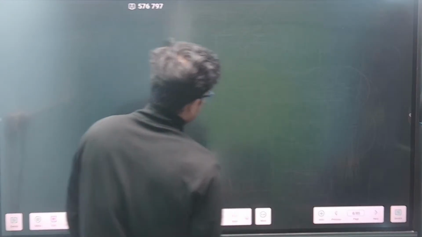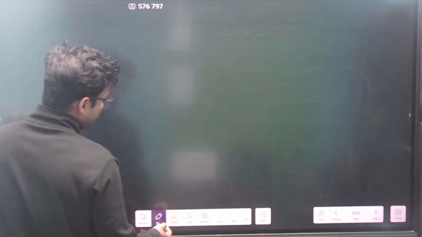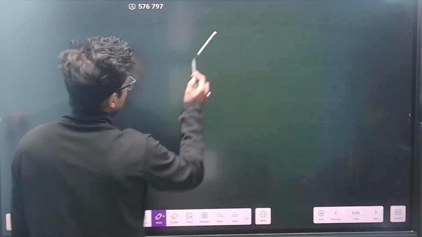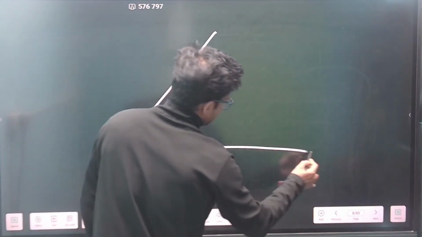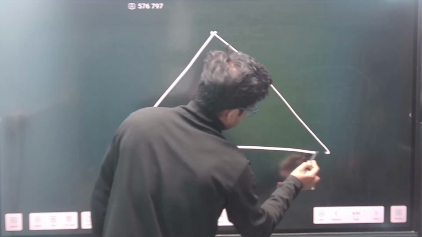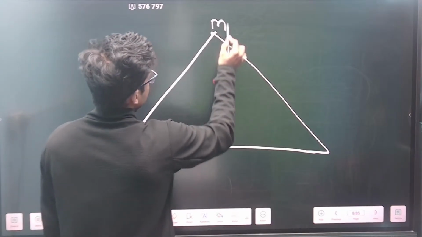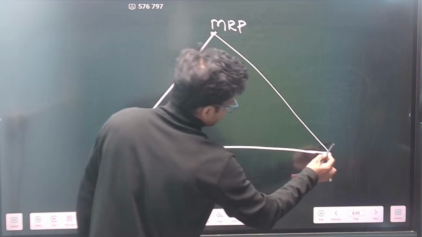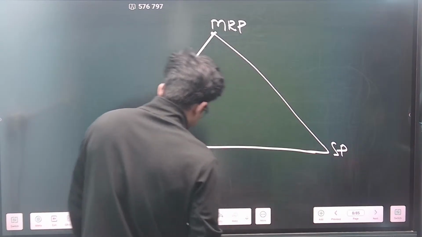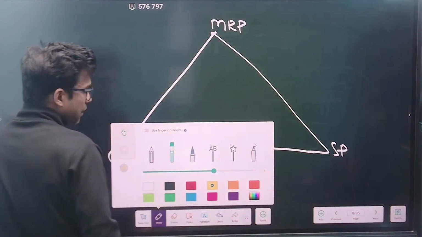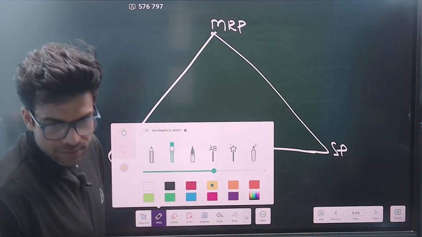Now let me make you understand a chart. Through the chart you can understand the diagram of how this system works. This is my cost price, okay? This is my MRP, and this is my selling price. Try to understand this chart. If you understand this chart, 80% of things you can understand easily.